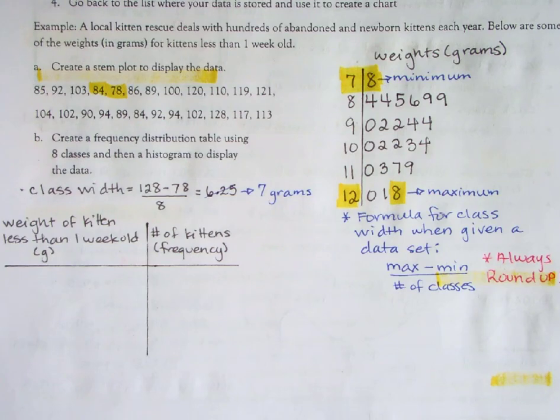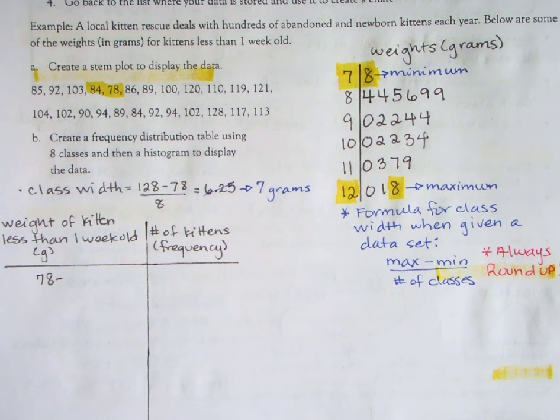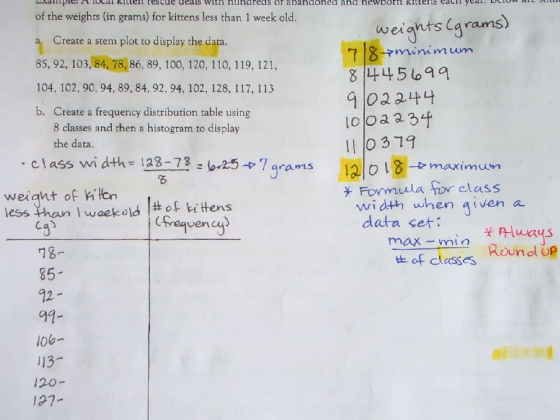In order to create this 2-column chart, I also now need to start with my minimum value as my lower class limit of 78. Since my class width is 7, that means my lower class limits will have a value of 7 added to each of them to get to the next class limit. I continue to add 7 all the way through until I have 8 individual lower class limits.